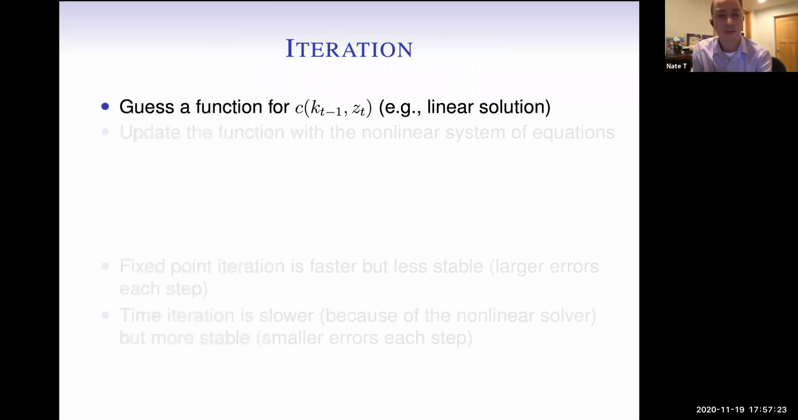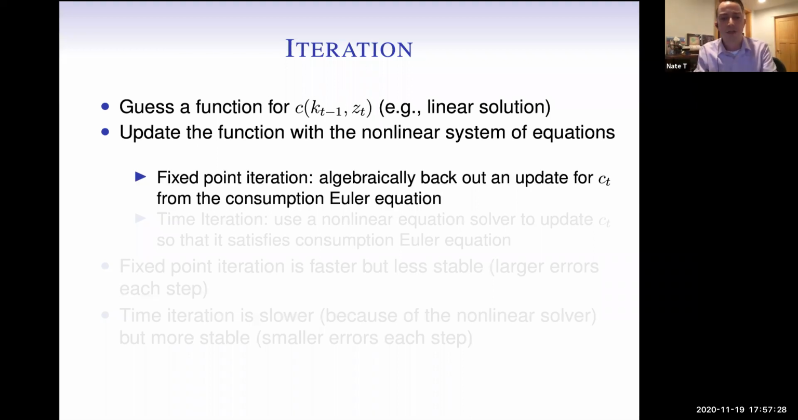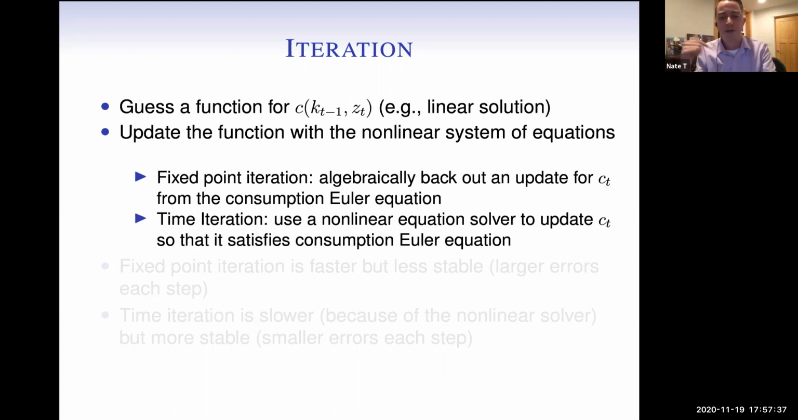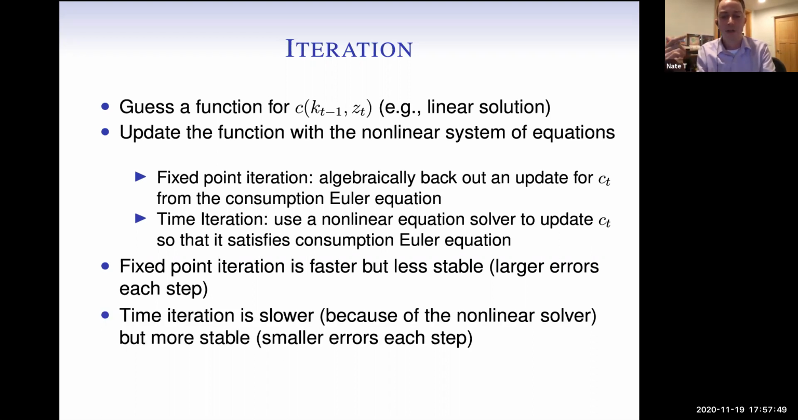Couple different ways to update your functions: fixed point iteration and time iteration. Fixed point iteration, you use the system of equations to update your guess for the consumption policy function. With time iteration, you use a nonlinear equation solver to satisfy the nonlinear system of equations. Fixed point iteration is a faster algorithm, but tends to be less stable because there are larger errors in each step. Time iteration is slower because you have to use a nonlinear solver to satisfy the nonlinear system of equations, but it's more stable because you're satisfying them at each step, so there's smaller errors.